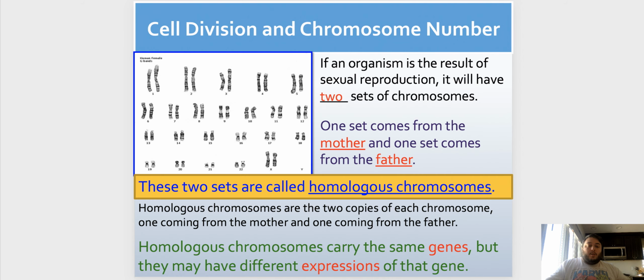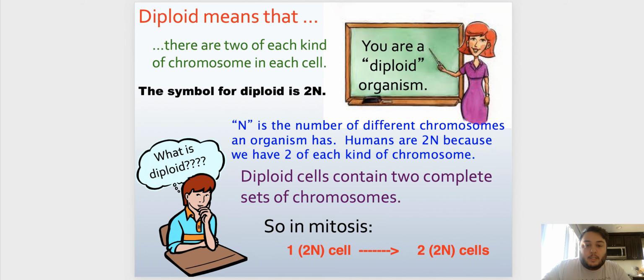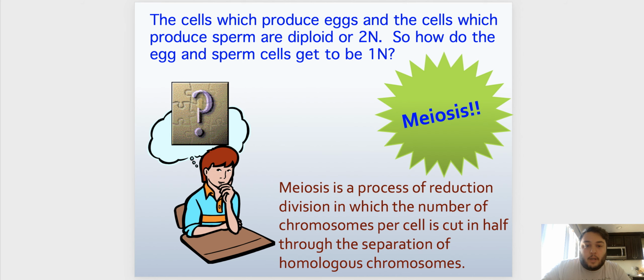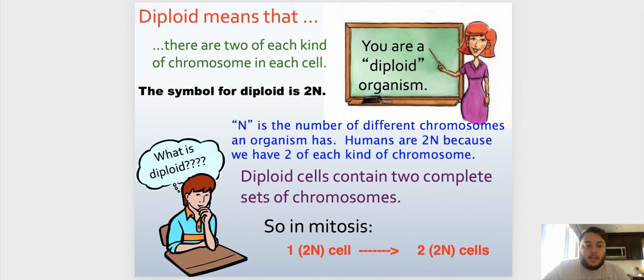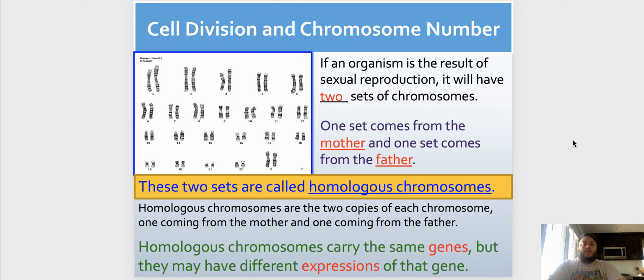Cell division and chromosome number. Let me just take a quick look and see where we're at because I do not want to start meiosis today. All right, that's over here. So we have a couple more slides to go. Let's get through it. So, cell division and chromosome number.